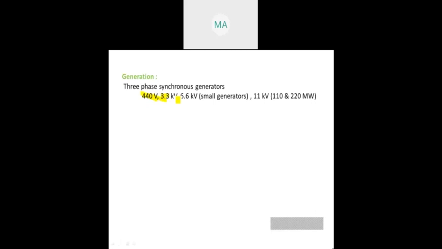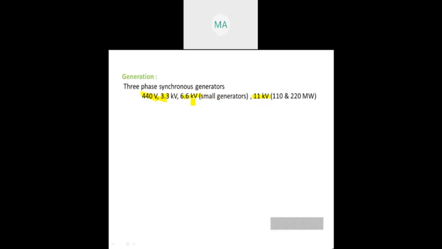So in India, the generators in nuclear, thermal and hydel power plants have 11 kV. Only in some cases do we use the highest power generation, 33 kV. Most of the generators in India are 11 kV generators. The small generators are 3.3 kV and 6.6 kV. So we will be using these for generation purposes for three phase.